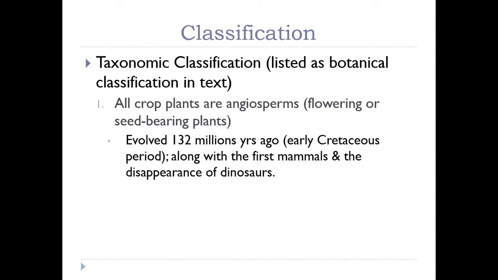The disappearance of the dinosaurs had not yet happened by this time; they actually were made extinct around 60 million years ago. So the dinosaurs still had about 70 million years to go at this point. And the mammals were very, very small animals that primarily escaped the notice of the dinosaurs during this period, these very early mammals. But the angiosperms evolved about this time. The flowering plants and seed-bearing plants evolved about this time.